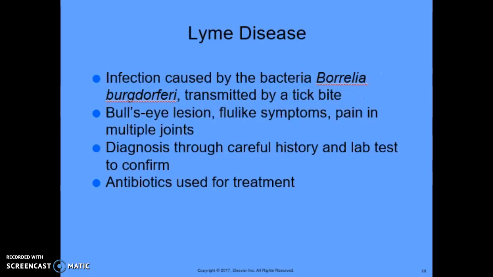Lyme disease. Lyme disease is an infection caused by a bacteria. It's transmitted by a tick bite. There is a bullseye lesion, flu-like symptoms, and pain in multiple joints. Diagnosis through careful history and lab tests are how you can confirm Lyme disease, and typically antibiotics are used for treatment. The tests are most reliable a few weeks after an infection because it takes some time for the antibodies to develop. So if you do it right when the tick is found and removed, you don't get as reliable a test as if it's done a couple weeks down the road.